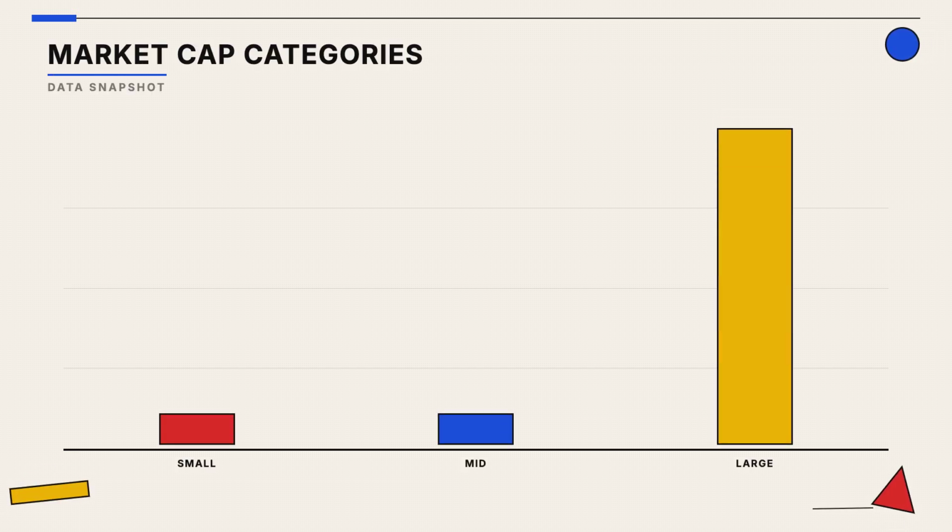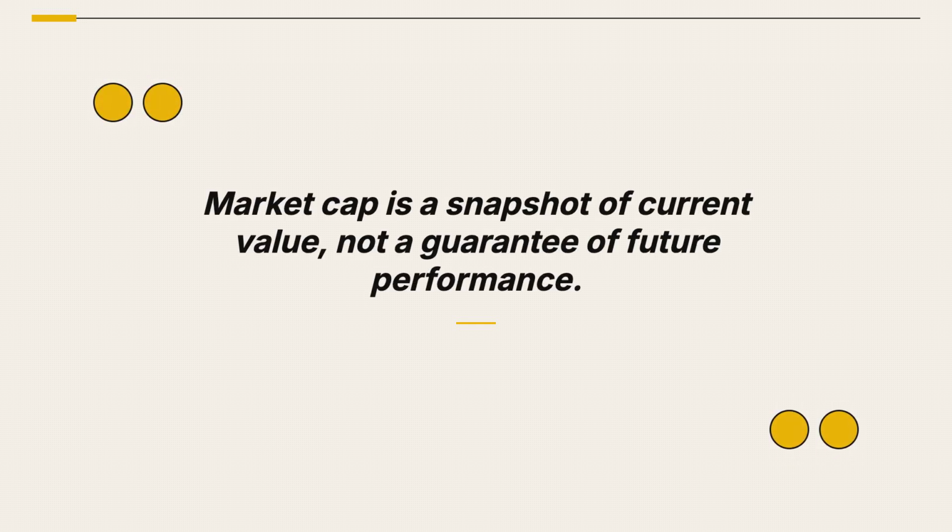Investors group companies by size. Small caps are usually under $2 billion, while large caps often exceed $10 billion in value. Remember that market cap changes every single day as share prices fluctuate in the stock market.